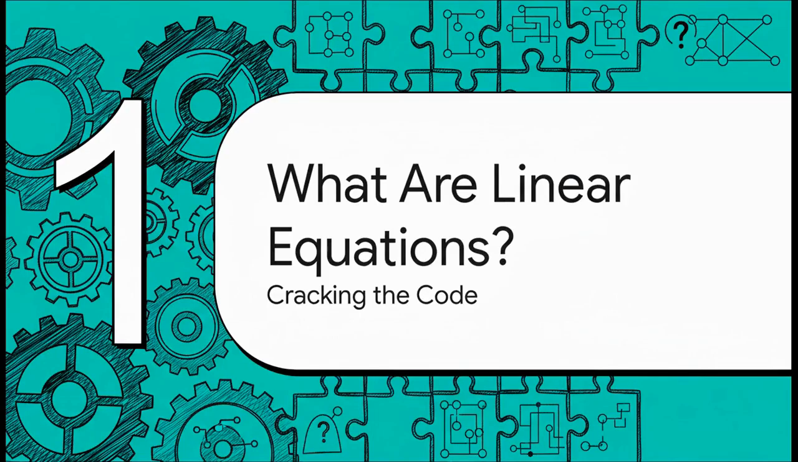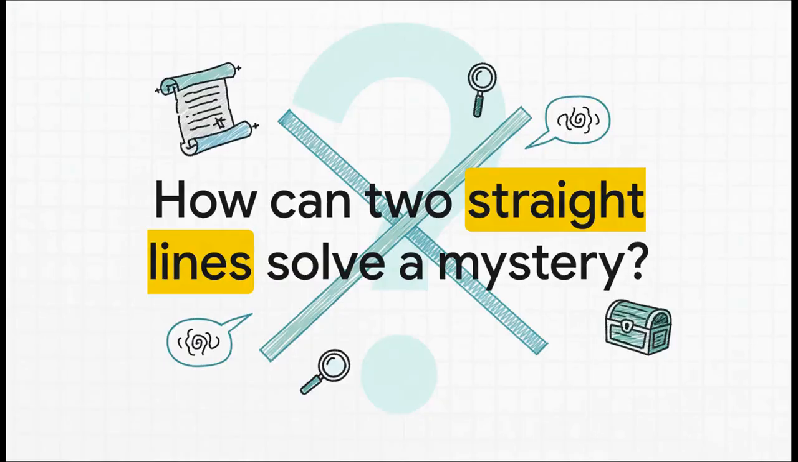Section 1. What are linear equations? Before you can solve any puzzle, you've got to understand what the pieces look like, right? Okay, think of it this way. Imagine you're a detective, right? And you've got two clues to solve a big mystery. That's exactly what a pair of linear equations is. Each equation is one of your clues. And when you draw it out, each clue makes a perfectly straight line. The big secret? The solution to the whole mystery is just the one spot where those two lines cross.